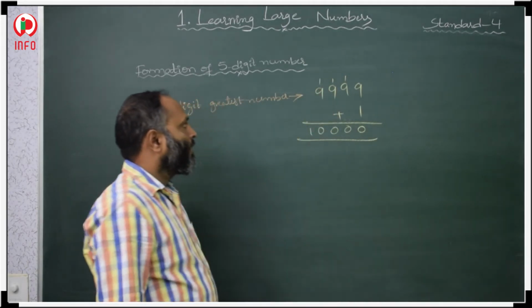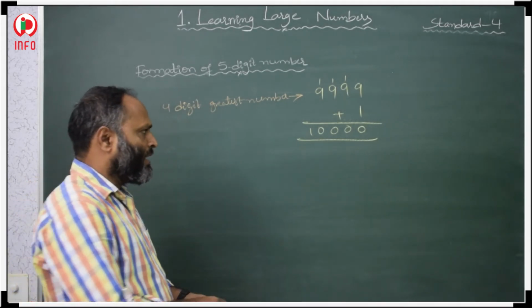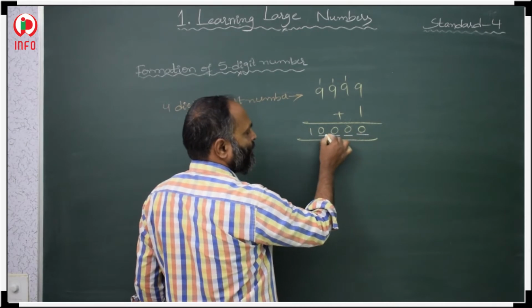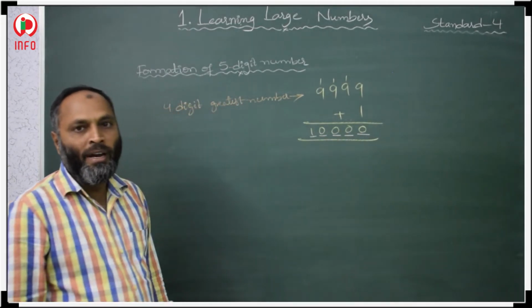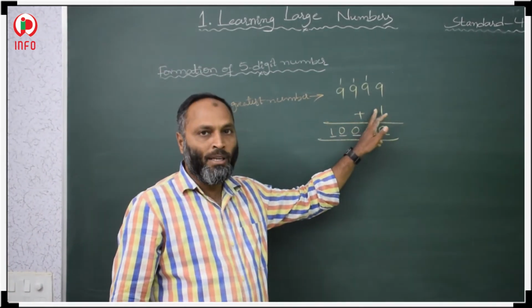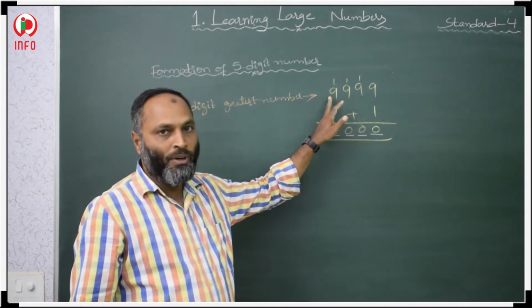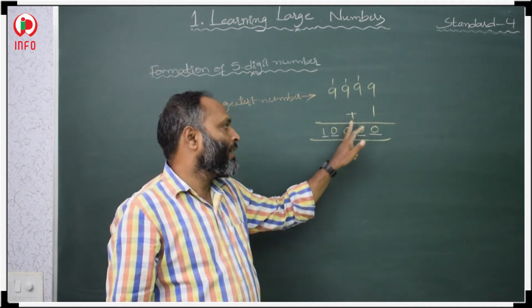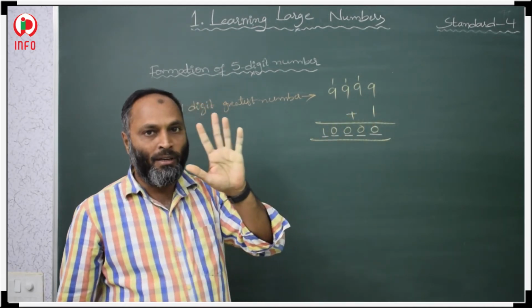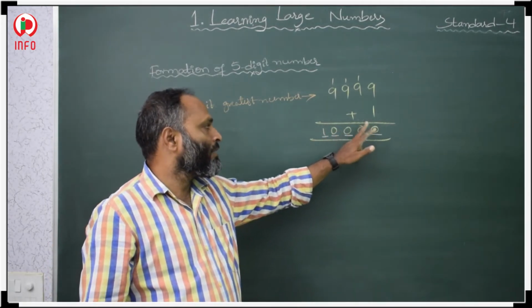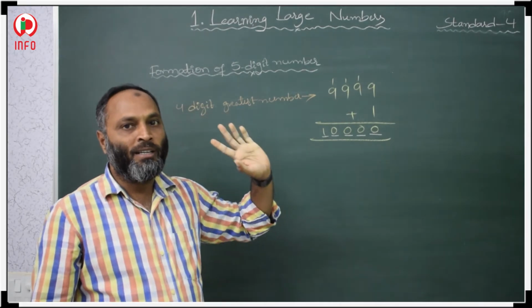Then this is a 5-digit number. See here how it is a 5-digit number: first, second, third, fourth, fifth. This is our 5-digit number. After adding plus 1 to the greatest 4-digit number, 9999, we get a 5-digit number. This is the smallest 5-digit number: 10,000. 10,000 is the smallest 5-digit number.